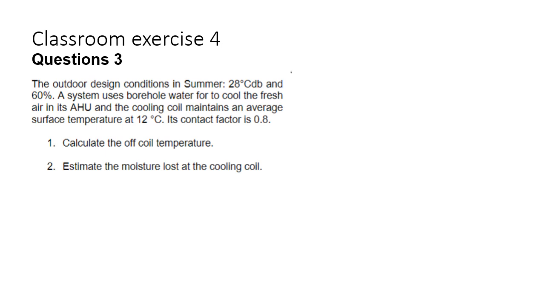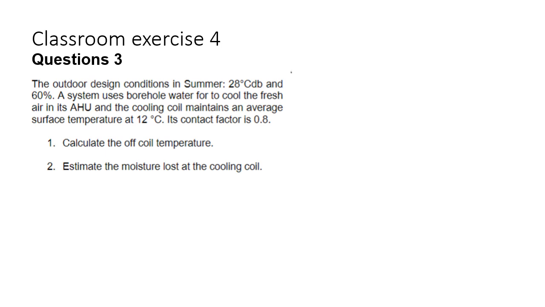We have seen the heating coil. Let's look at the cooling coil. Here is an example question. For an outdoor design condition in summer, the air condition has two variables: one is dry bulb, the other is wet bulb or saturation. Here it is 28 Celsius dry bulb and 60% saturation. A system uses borehole water to cool the fresh air in its air handling units.